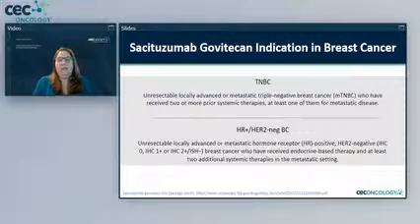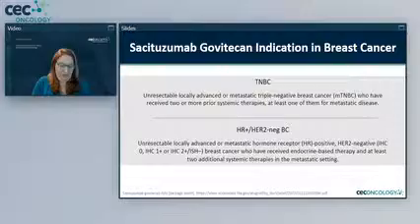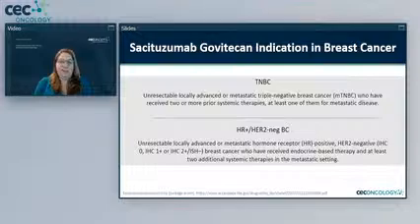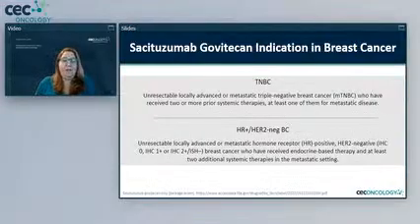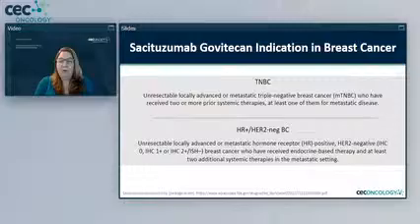So the indication for SG for breast cancers are triple negative breast cancer, unresectable, locally advanced, or metastatic triple negative breast cancer patients who have received 2 or more prior systemic therapies, and at least one of them for metastatic disease. For hormone receptor positive HER2 negative breast cancers, patients have to have unresectable, locally advanced, or metastatic hormone receptor positive, HER2 negative breast cancer who have received endocrine-based therapy and at least 2 additional systemic therapies in the metastatic setting. So these are the indications for the SG.